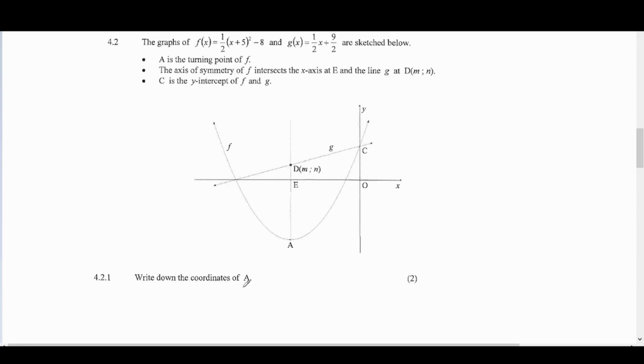4.2.1, write down the coordinates of A. A we know is the turning point of f, and f is in this lovely form that contains the turning point coordinates within it already. So you can see that the coordinates of A is there for 5, but remember it's going in the other direction, so it's to the left hand side, so it's negative 5.